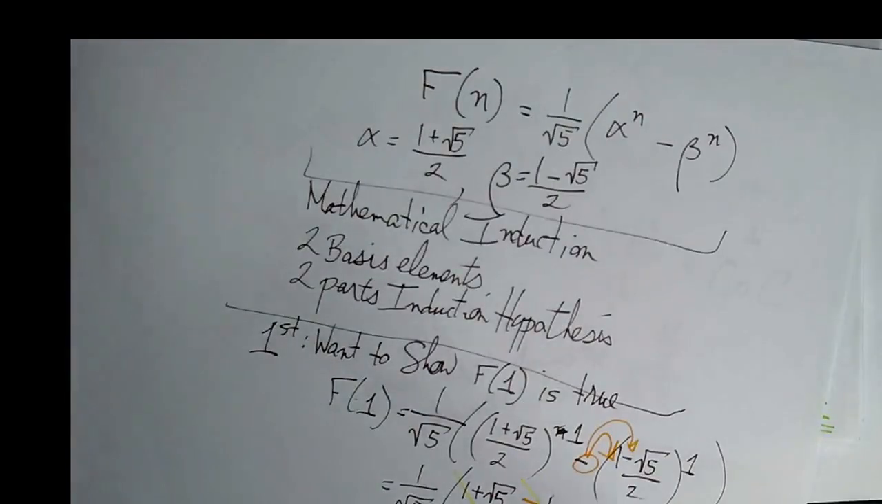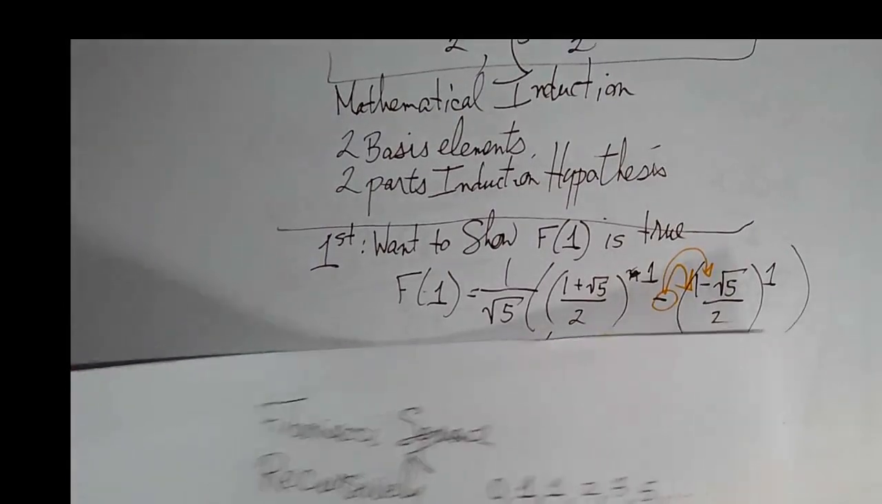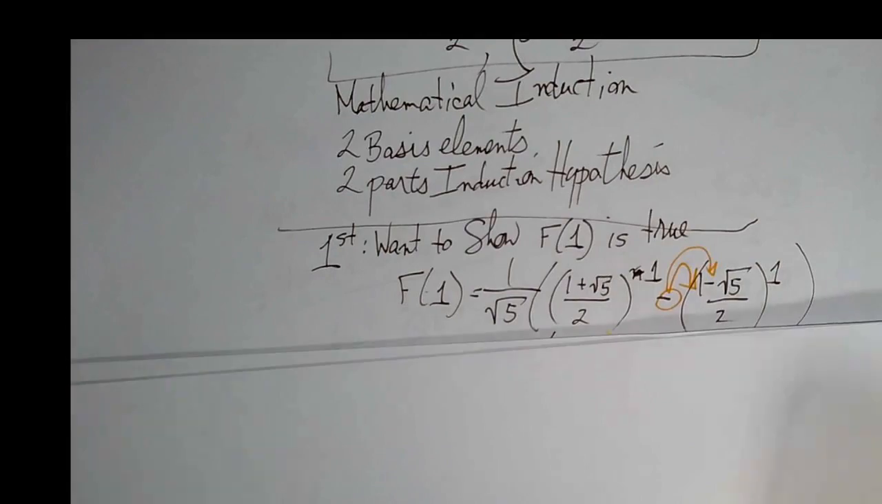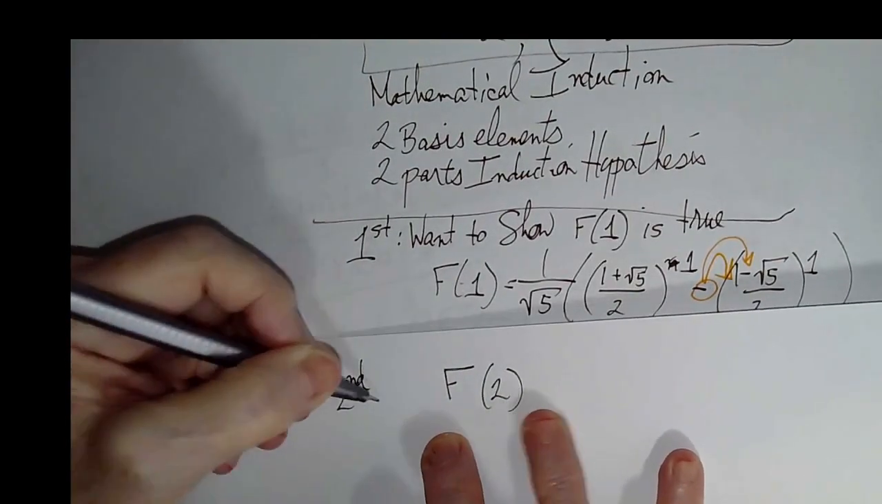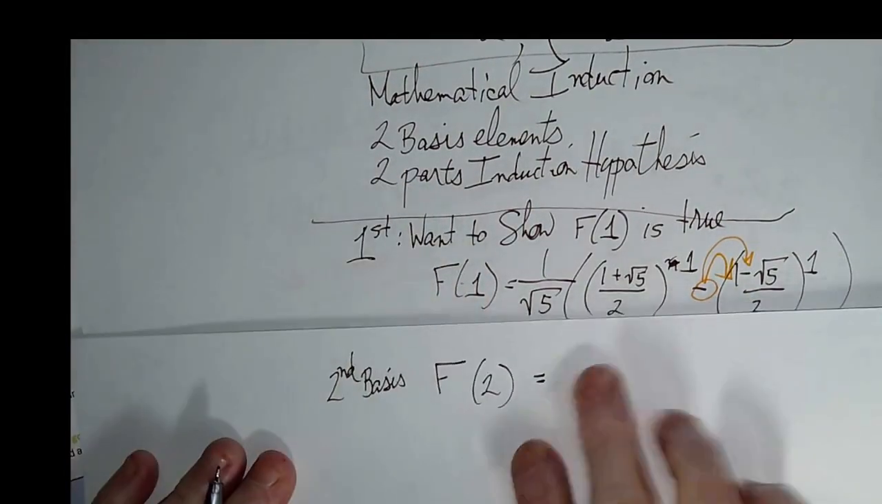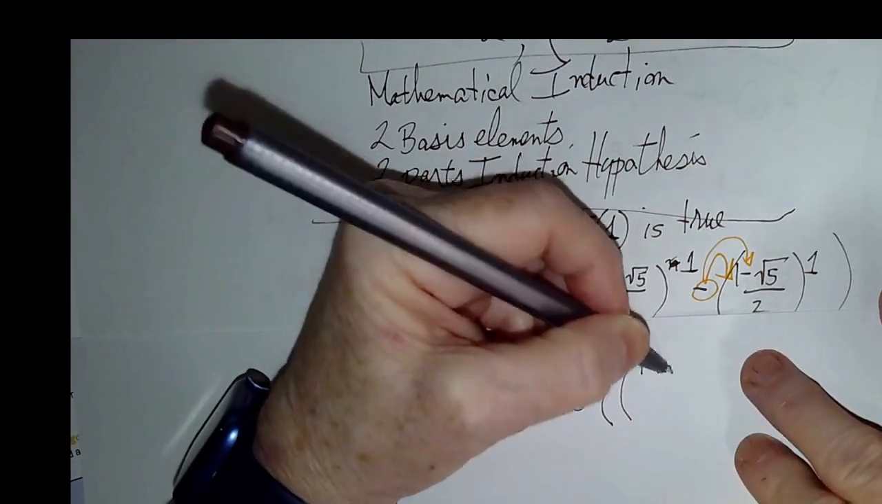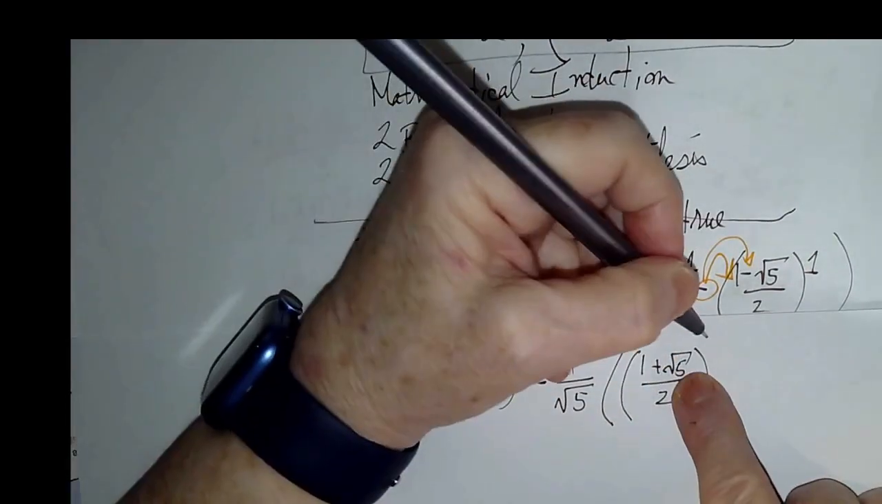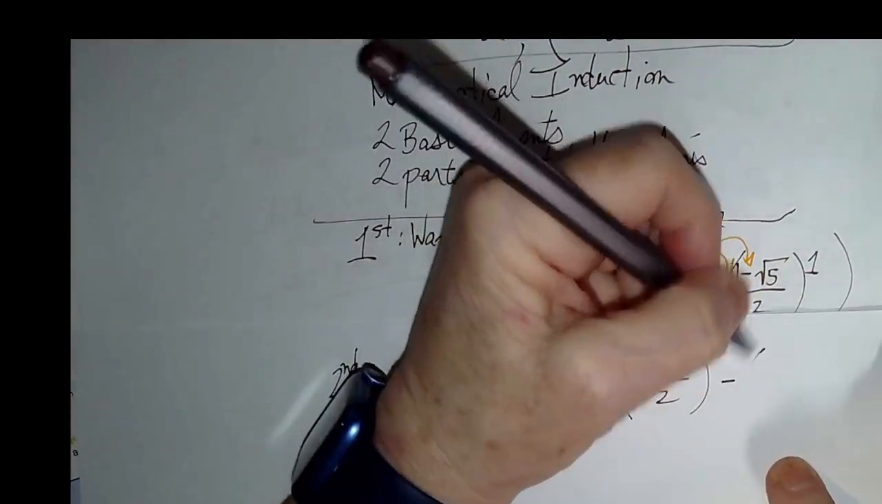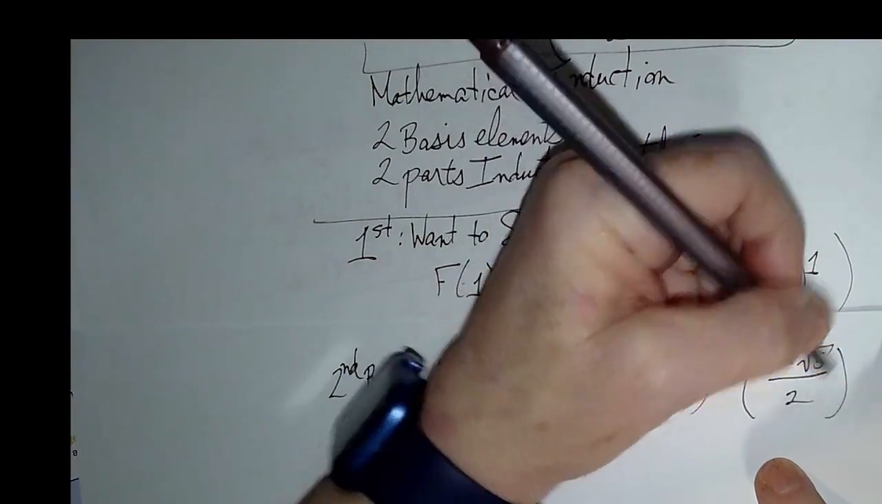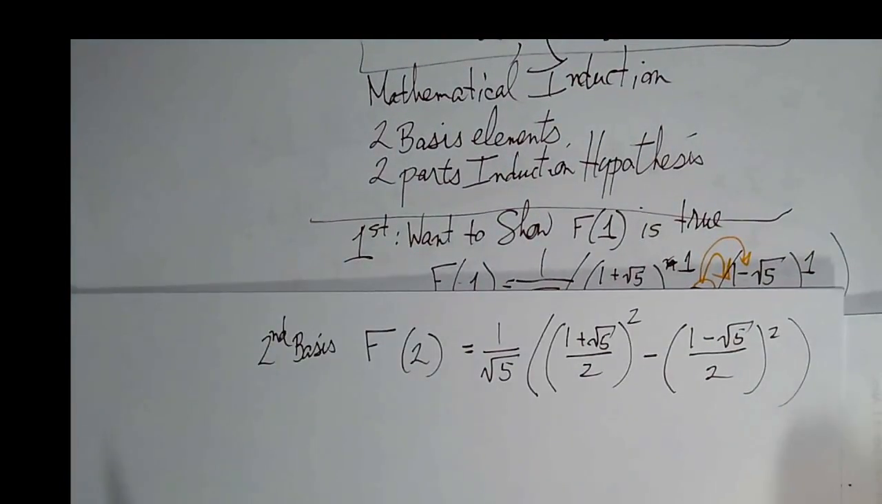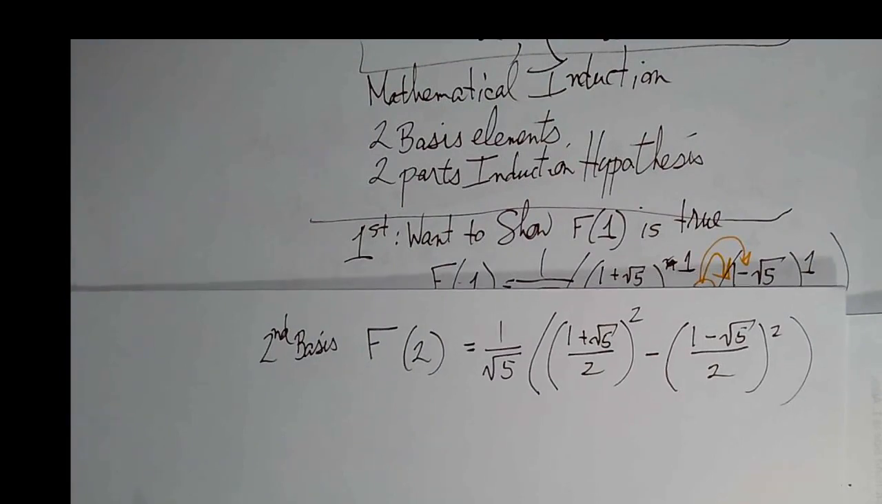We need to show that this also works for f of 2. We need 2 seeds for this process. So we've got f of 2, and this is our second basis. So if n is 2, we have 1 over the square root of 5 times 1 plus the square root of 5 over 2 squared, because now n is 2, minus 1 minus the square root of 5 over 2 squared. So it looks like we need to see, what does 1 plus the square root of 5 squared look like, and what does 1 minus the square root of 5 squared look like?